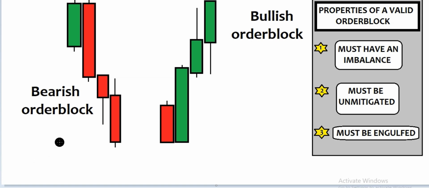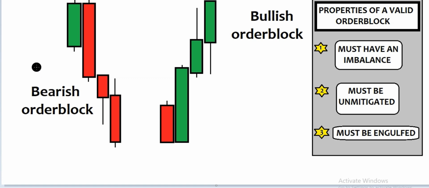The first order block is the bearish order block. They are not in any kind of order, but you understand. And the second one is the bullish order block. Now let's talk about the bearish order block. This is the example. I just drew this one myself. So this is an example of a bearish order block.